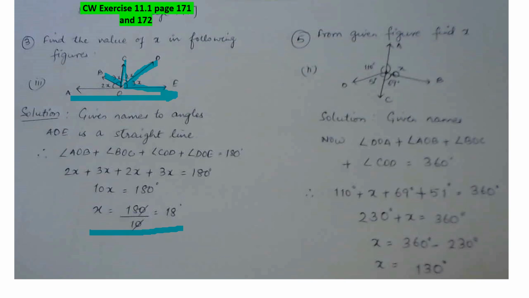Question number 5 says, from the given figure find x. Now here if you see the figure, it is not a straight angle, it is actually a complete angle. Why a complete angle? Because if you see properly, it is forming a circle. And what was the measure of a complete angle? Yes, it was equal to 360 degrees. So angle DOA plus angle AOB plus angle BOC plus angle COD is 360 degrees. On solving all of them, you will get the value of x as 130 degrees.